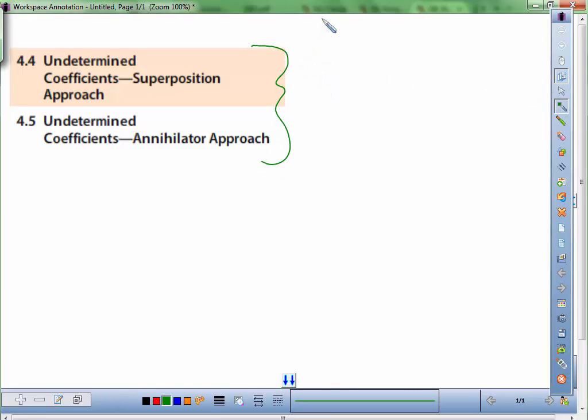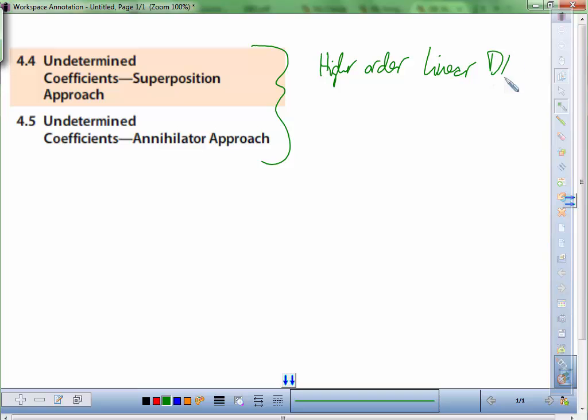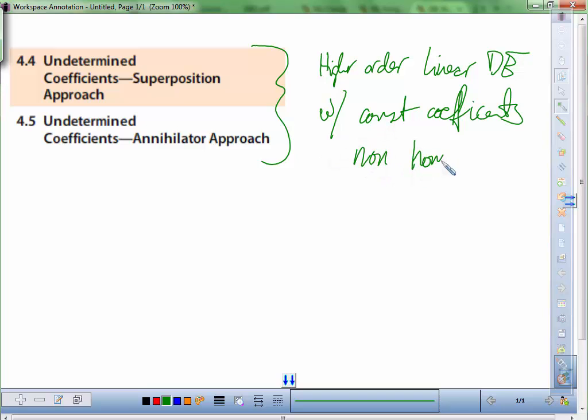So both of these allow you to solve for higher order linear DE with constant coefficients, non-homogeneous, but only for special functions.